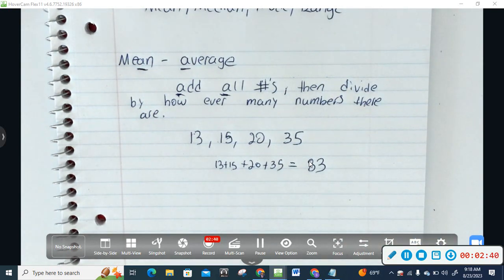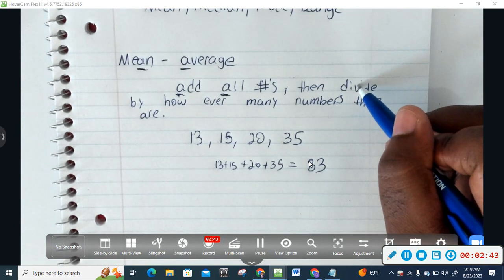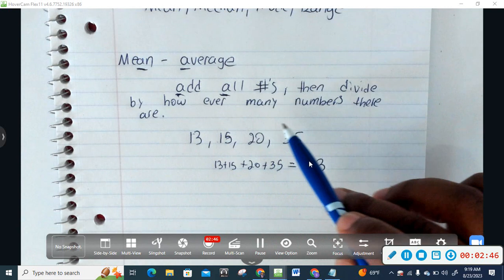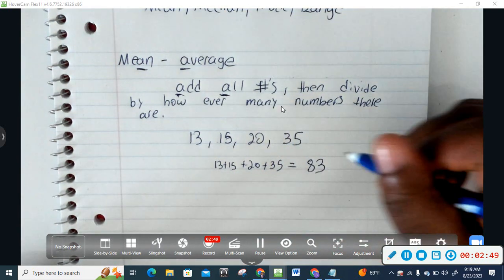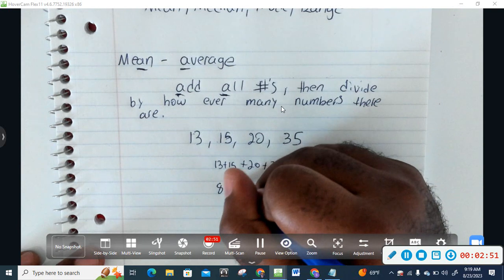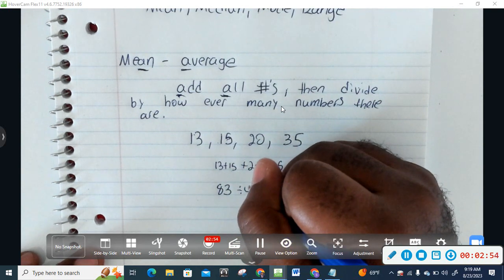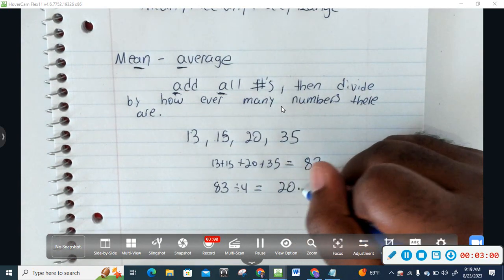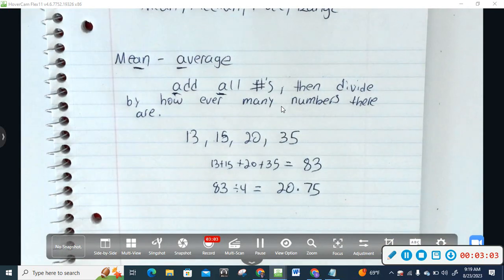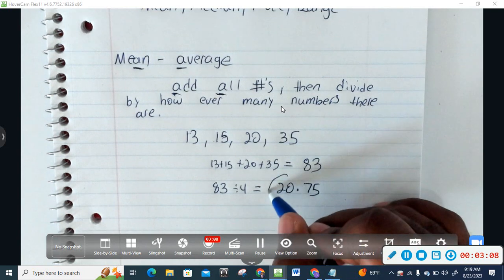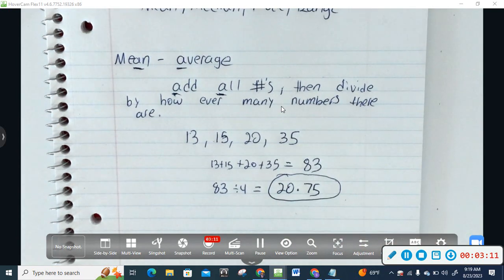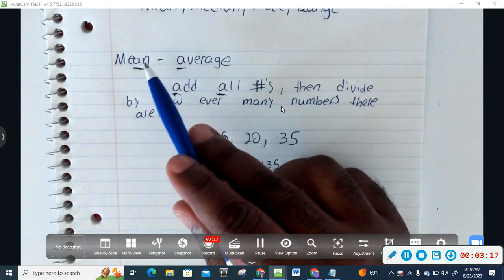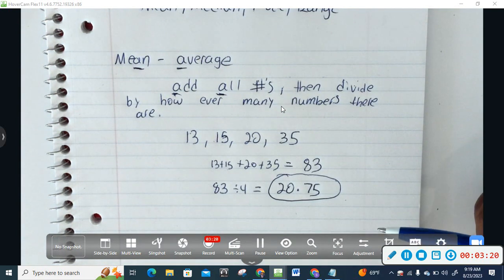And then the last step is divide by however many numbers there are. How many numbers do we have? 4. So I take my 83 divided by 4, and that's going to give me what? 20.75. Good. That's how I find mean or average. Whether they tell you either one of those, we got to be able to find it. Don't get those confused. They're the same thing.